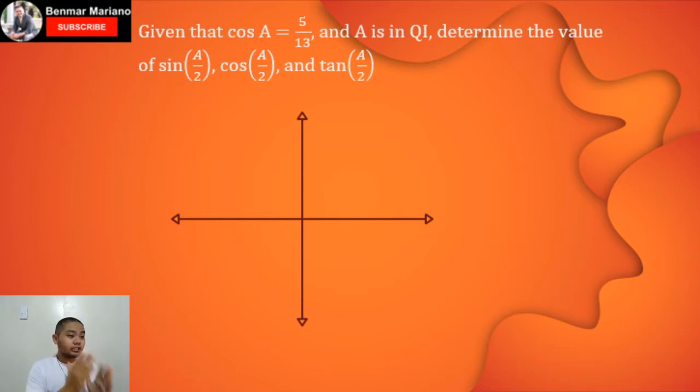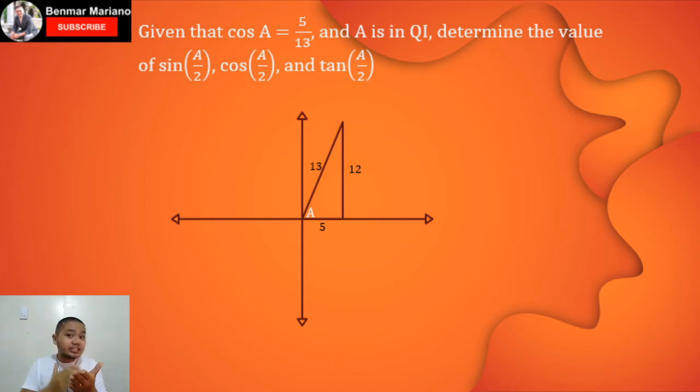Since cosine A is in the first quadrant, A is in here. Based on the given, cosine A is equivalent to 5 over 13, meaning that 5 is adjacent, while 13 is the hypotenuse. For us to identify the opposite side, we are just going to use the Pythagorean theorem. Applying the Pythagorean theorem here, the opposite side of A will be 12. So, remember this one.